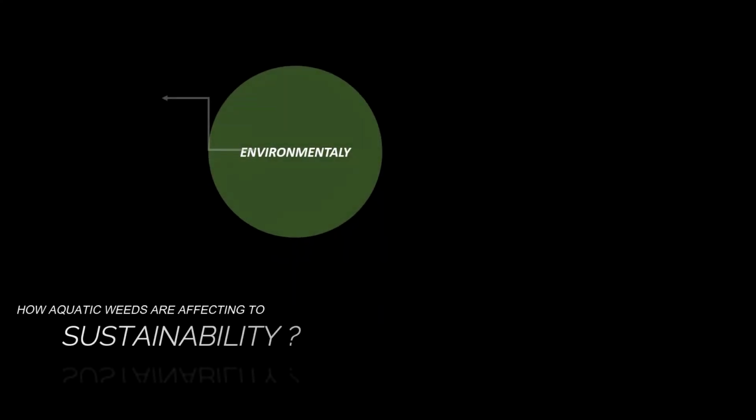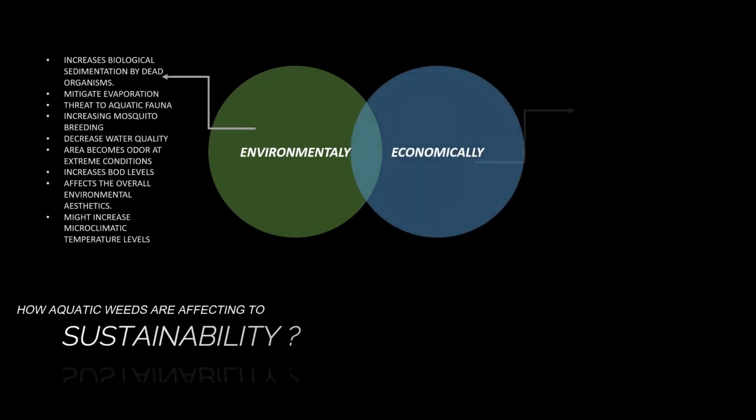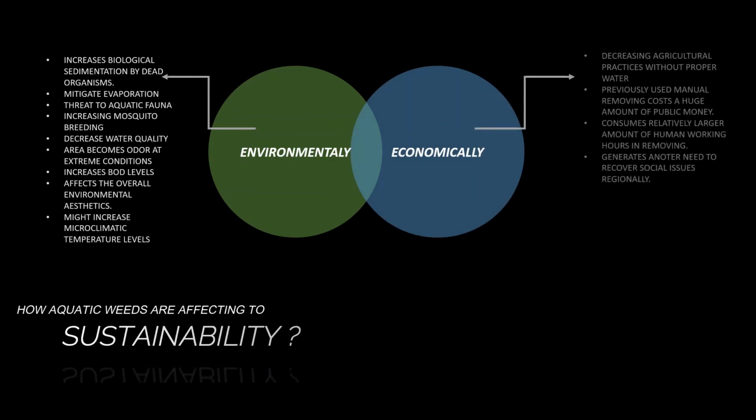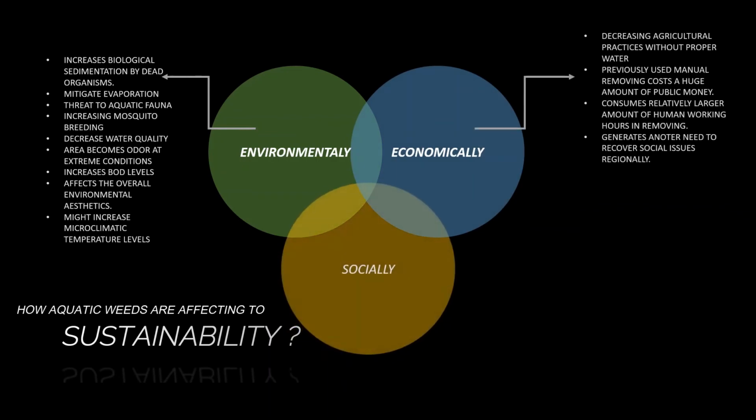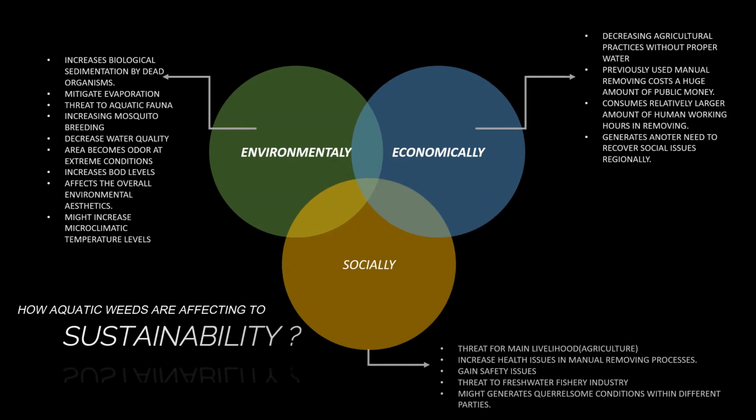For ease of understanding the immenseness of the effect of those aquatic weeds, here we have demonstrated it simply using the three pillars of sustainability, respectively: environmentally, economically and socially, where the sustainability is put at risk regionally, and eventually nationally. For environmental effects: increased biological sedimentation rates, evaporation mitigation affecting the microclimatic comfort levels, overall threat to aquatic fauna and flora, diminution of water quality, generation of conditions with bad odors, and negative effects on environmental aesthetics and navigation.